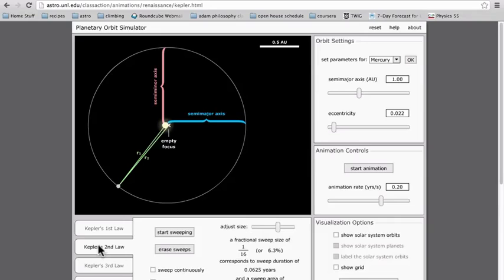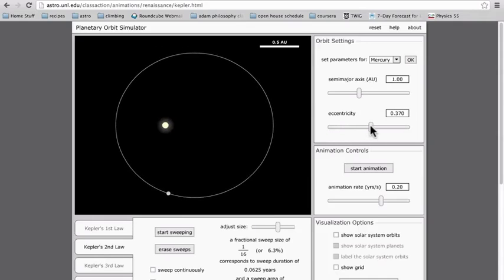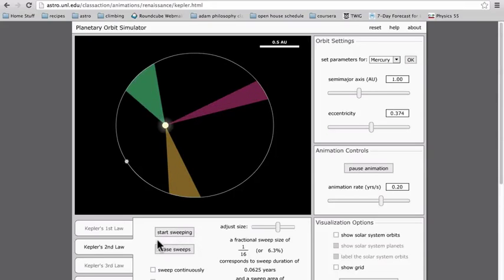The second law states that as a planet, let me again exaggerate the ellipticity of this, as a planet orbits the Sun, Kepler says, the line between the planet and the Sun sweeps out equal areas in equal times. So this will give us a demonstration. This turns on a sweep for a particular amount of time, and I can start it whenever I want.